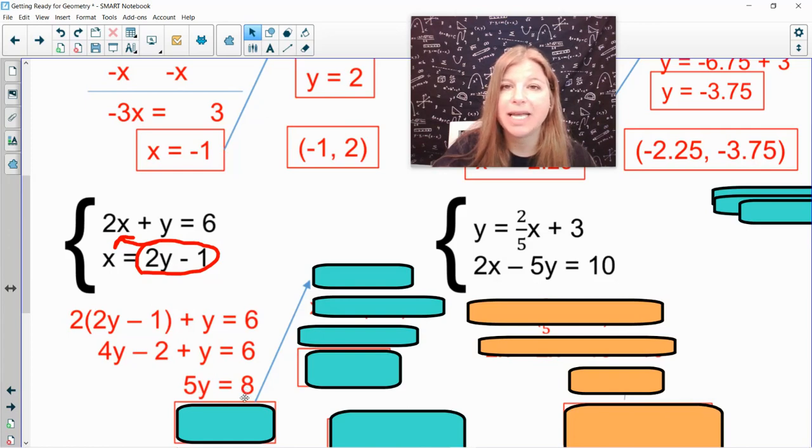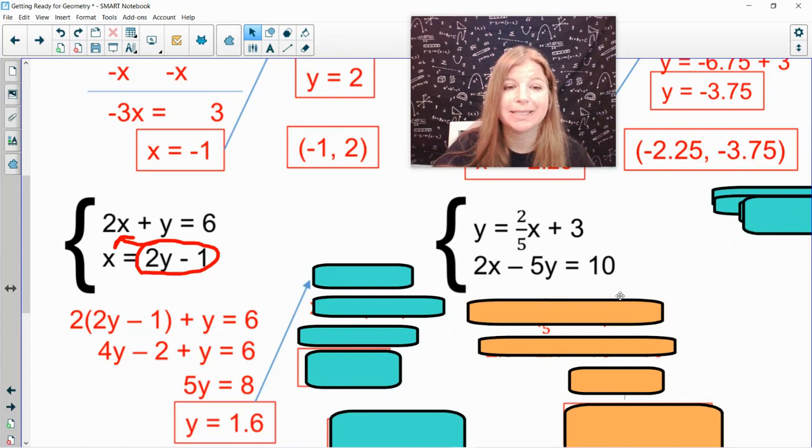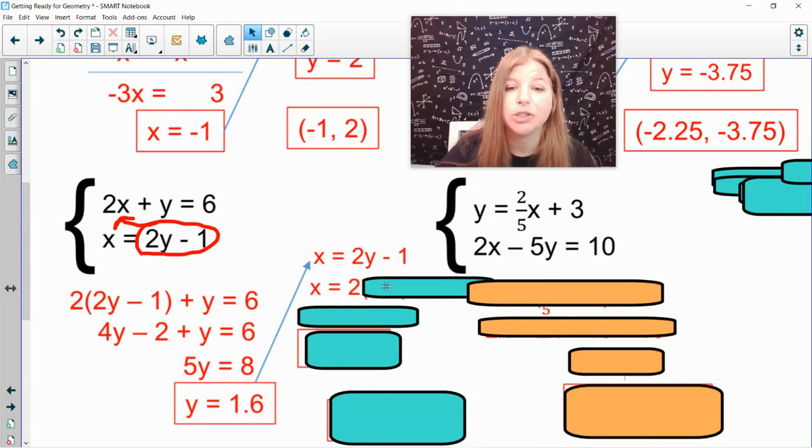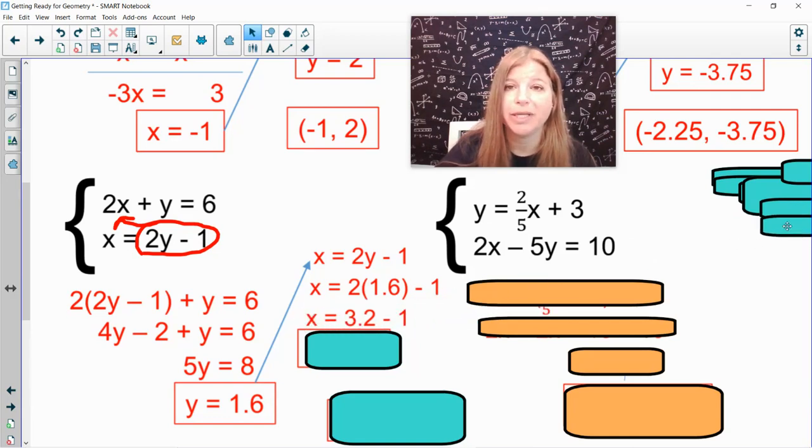So if I add 2 on both sides, that's how I get my 8. And if 5y equals 8, I would divide both sides by 5. I could have 8/5, or I could write it as 1.6. Once I know what y is, now I need to solve for x. I could plug this 1.6 in for y into either equation. But if I'm solving for x, the easiest equation to use is the one that's already x equals. So I'm going to grab that second equation, x equals 2y minus 1. I'm going to substitute in my 1.6 for y. So x equals 2 times 1.6 minus 1. 2 times 1.6 is 3.2, and 3.2 minus 1 is 2.2.